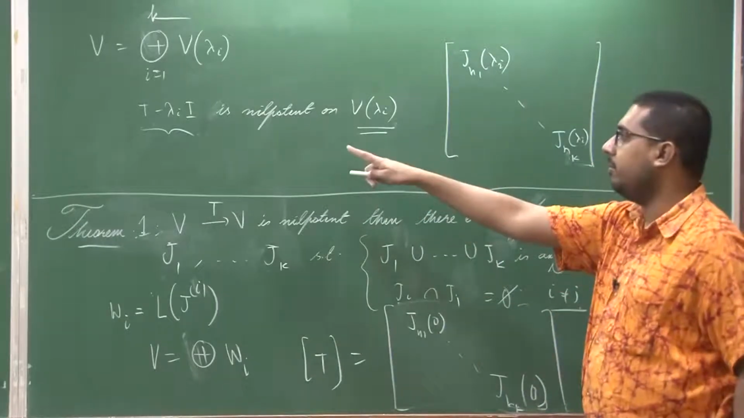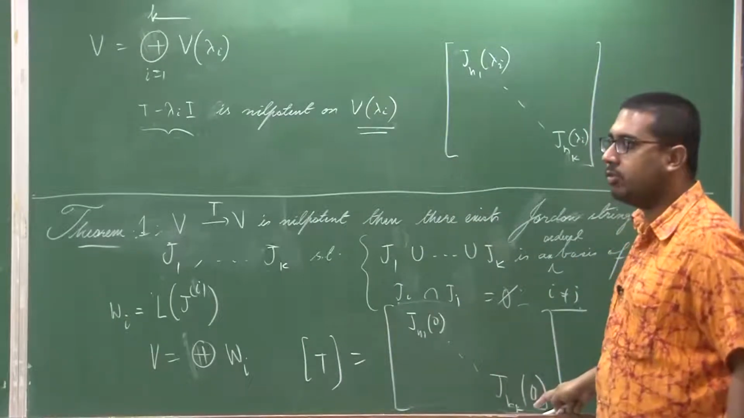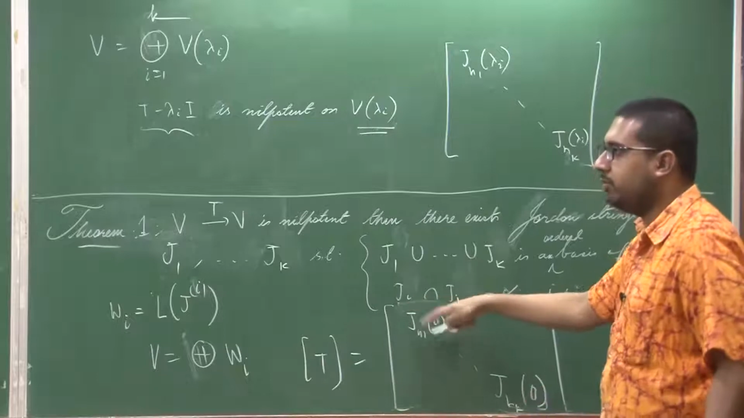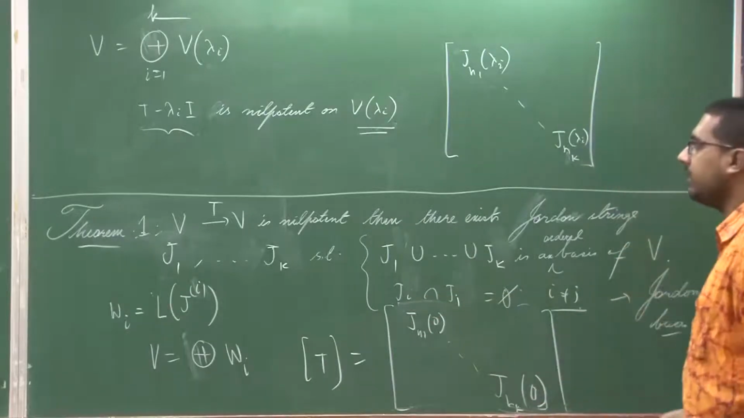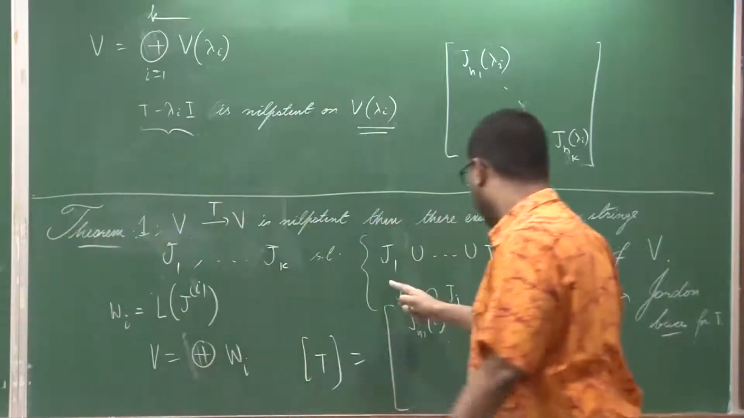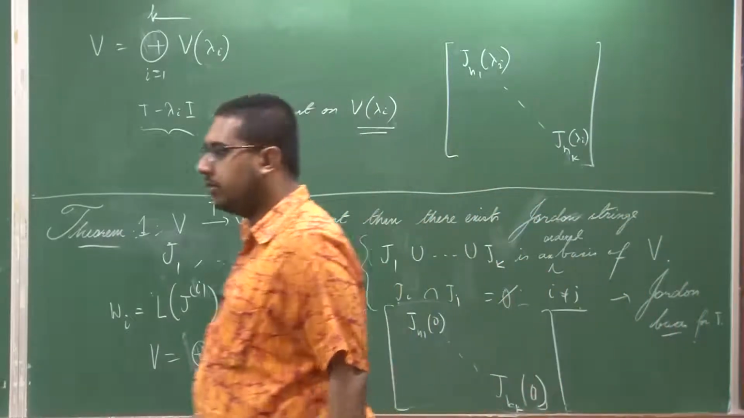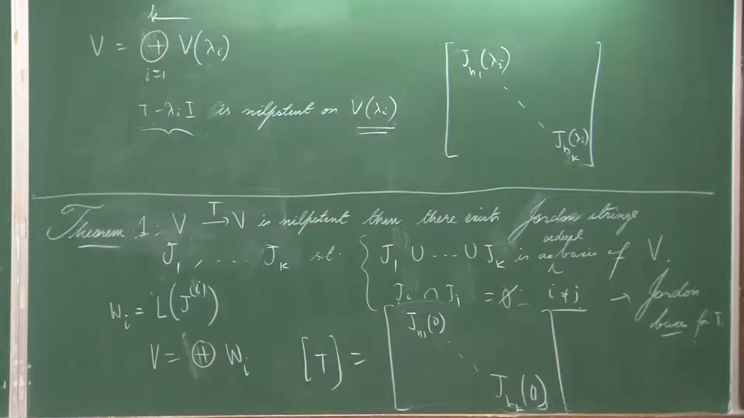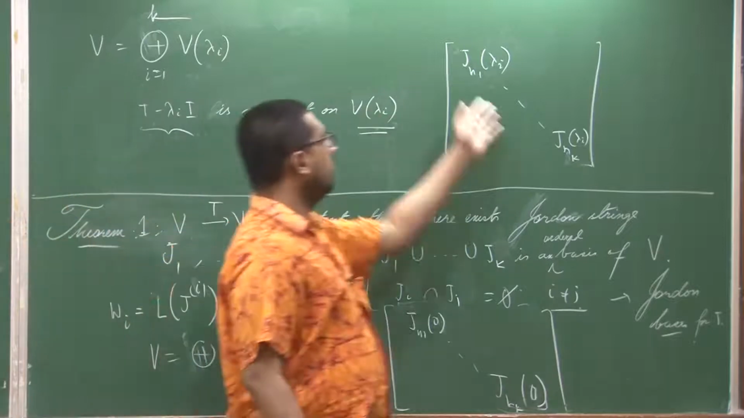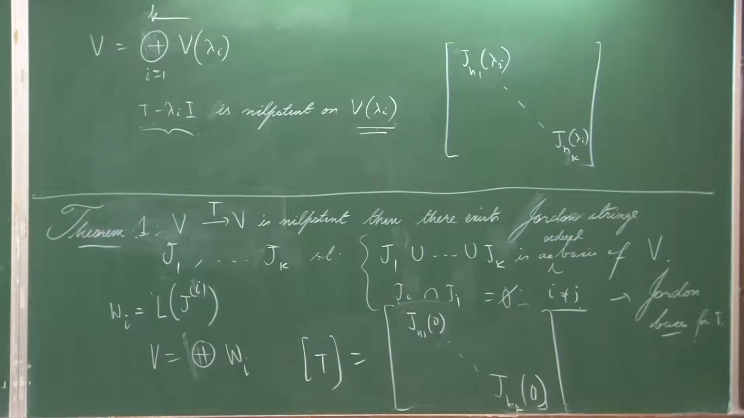We know how to get the matrix of T on V lambda i. The diagonals should be changed by lambda, and everything else will be the same. When in each Jordan block corresponding to 0, if I replace the diagonals by lambda, then it becomes a Jordan block corresponding to the eigenvalue lambda itself. So, this is what we get. In view of theorem 1, theorem 2 is now clear.